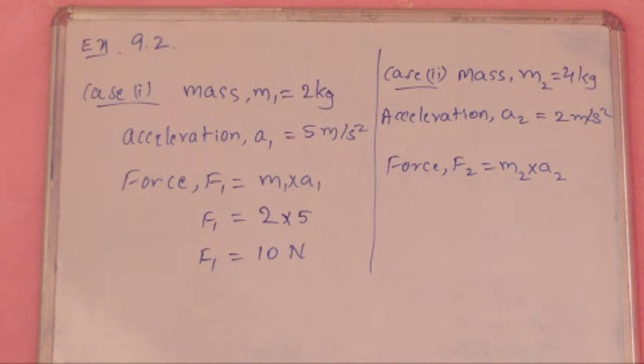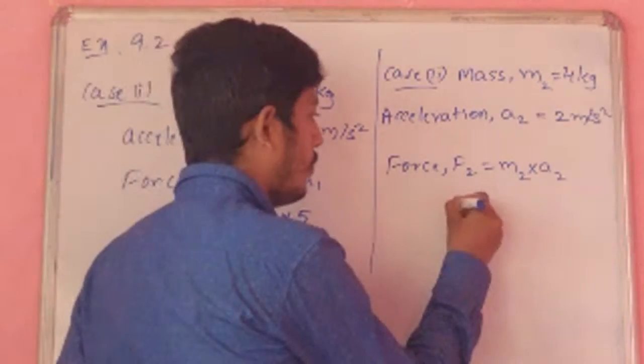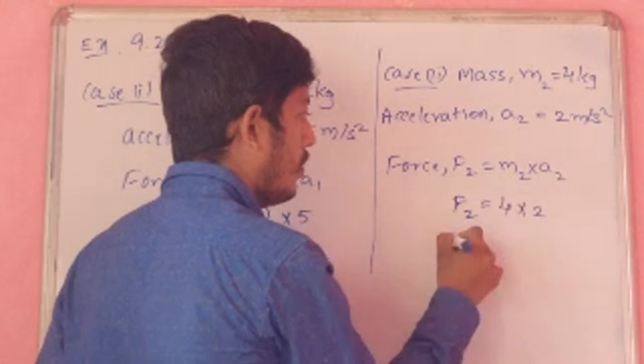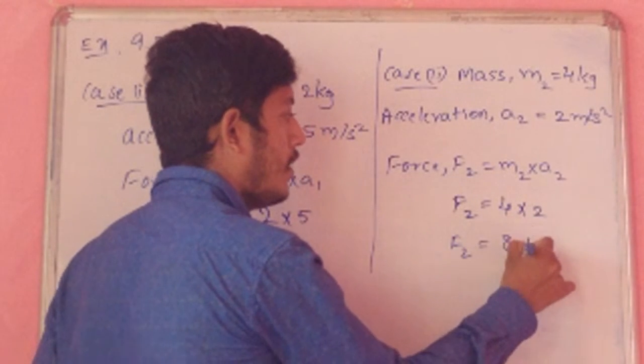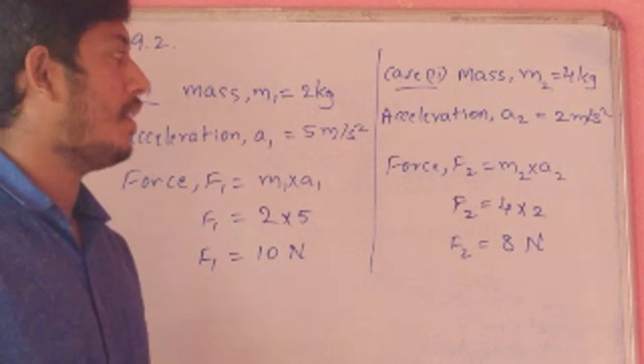Prakash, Tejashwini, Sharada, Shiv, Jeevan, Veerappa, Sujan, Maitri, Abhi, Kant, and Jyoti give the answer as 8 Newton. We will check that. Force F2: M2 value is 4, A2 value is 2. So F2 becomes 4 2s are 8, and the SI unit of force is Newton. Therefore force in the second case is 8 Newton.